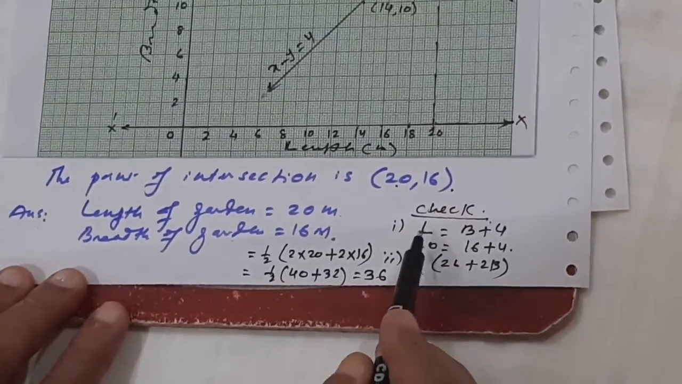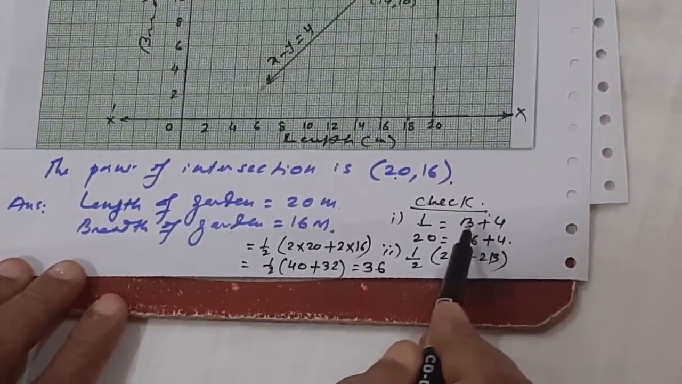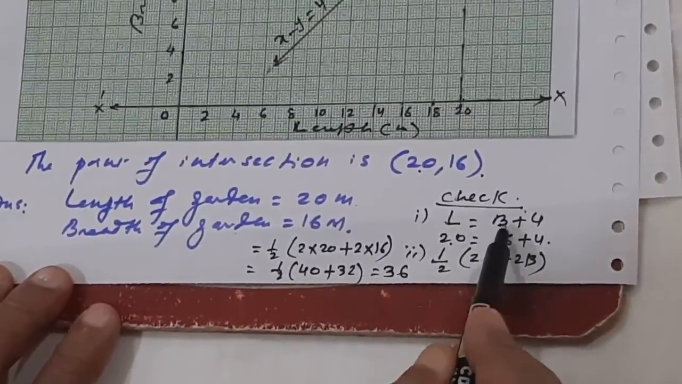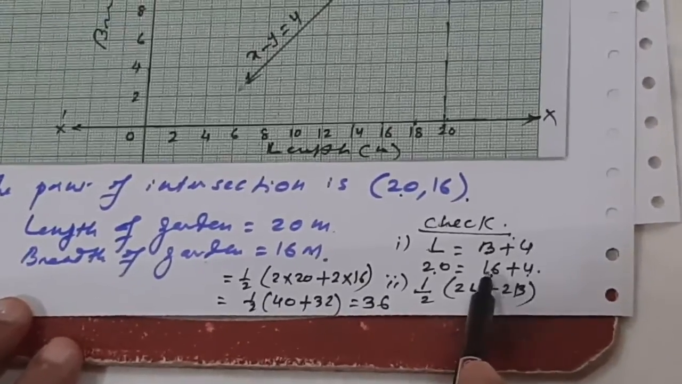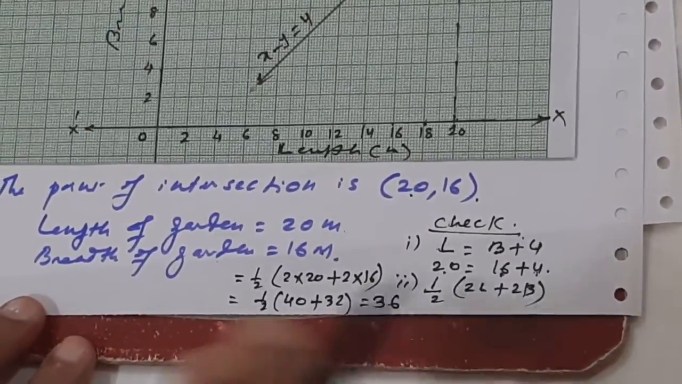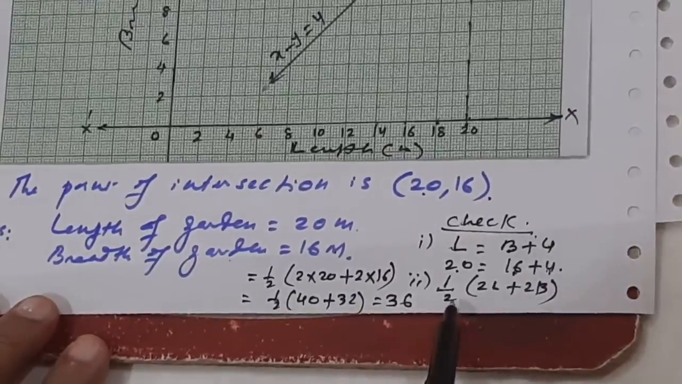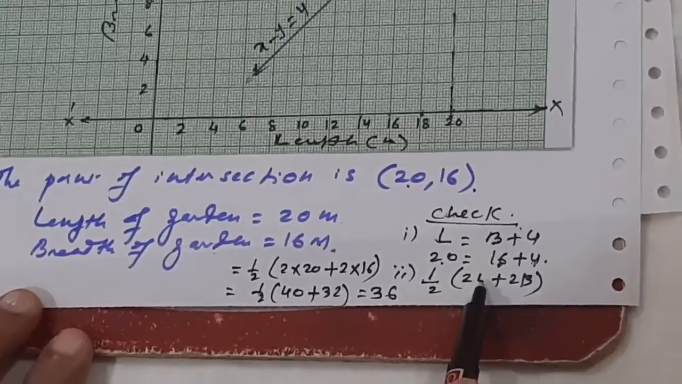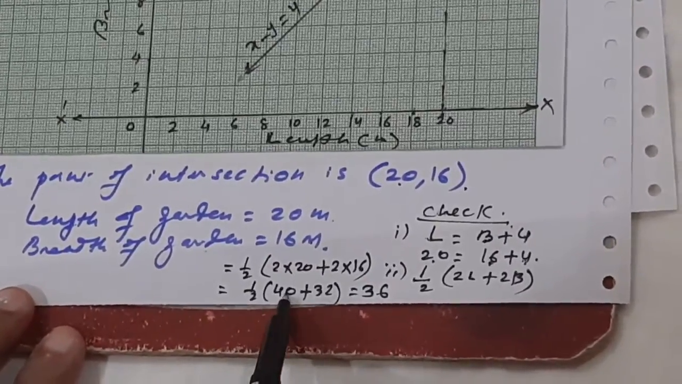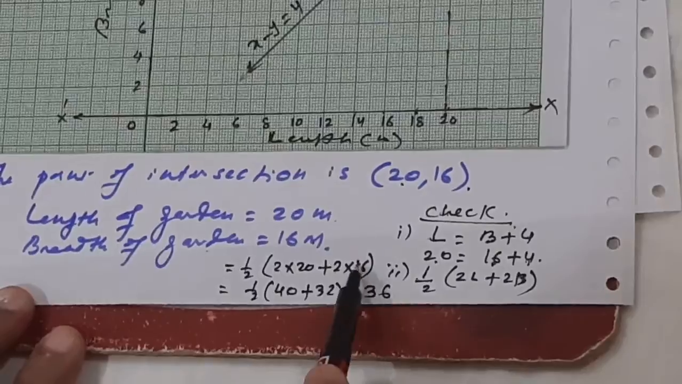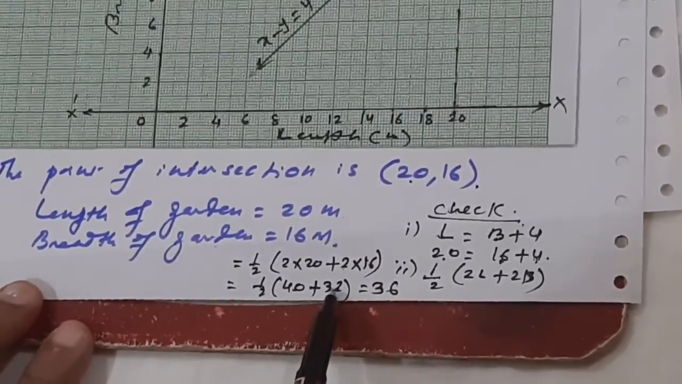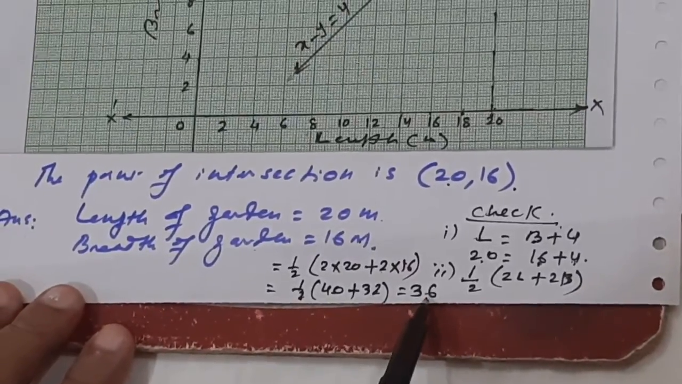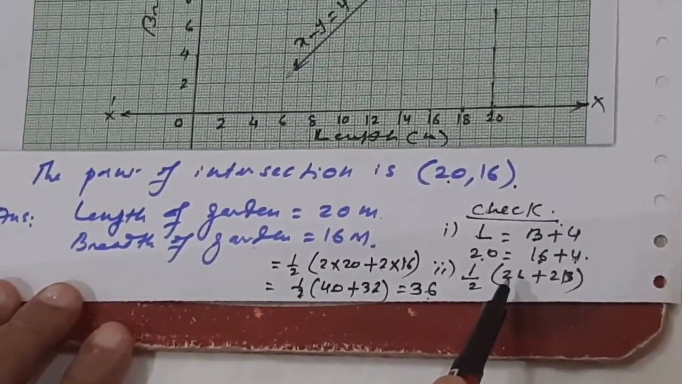We can check. Now length is equal to what? 4 meter more than the breadth. This is the condition. So length is 20. Now breadth is 16. So 16 plus 4 is equal to 20. So your first one is verified. Then half the perimeter is 36. Now this is half. This is a perimeter. Now twice L. L means 20. 2 into 20, 40. Twice of breadth. 2 into 16, 32. 40 plus 32 is 72. 72 divided by 2, it is 36. So hence answer is verified.